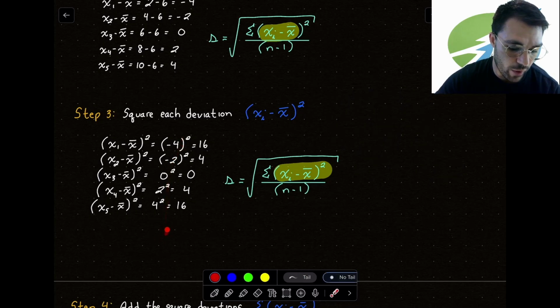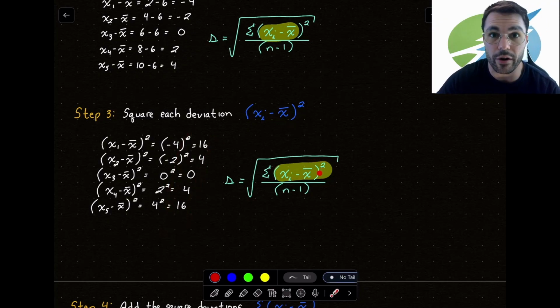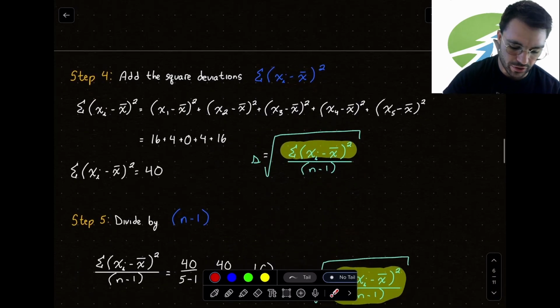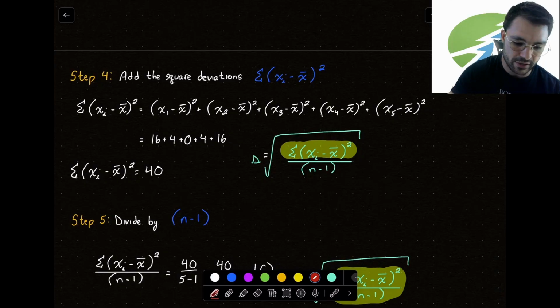Anywho, we square each deviation, we get these values, and now this is this part of the equation here with our square included. Cool. All right. Step 4, add the deviations. So just like before, I'm going to draw lines.